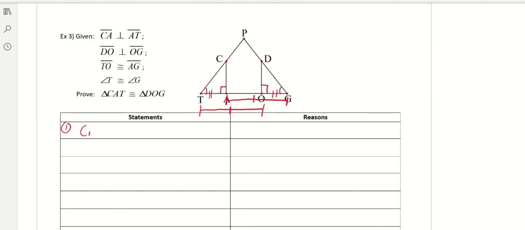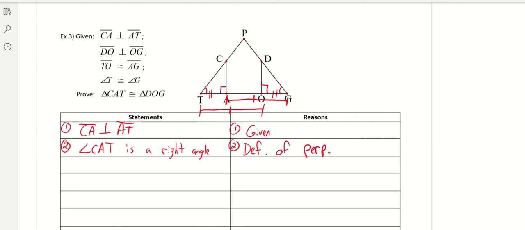Number 1, CA is perpendicular to AT. That's given. What did that tell us? That CA is perpendicular to AT. It told us that angle CAT is a right angle. How did I know that? Definition of what? Perpendicular. Number 3. What was the other?